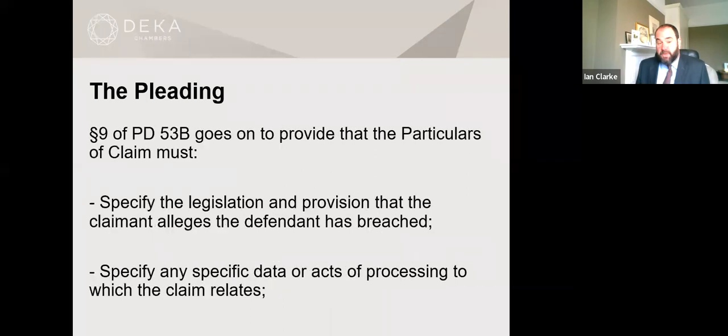But the practice direction goes on to tell you exactly what the particulars of claim must contain. So if you look at section 9 of the practice direction, the particulars of claim must specify the legislation and provision that the claimant alleges the defendant has breached, specify any specific data or acts of processing to which the claim relates. So pausing there, the particulars of claim must say specifically what data has been processed. That is something that's not always the case, because very often the claimant doesn't know precisely what has been done, and you get a very general pleading relying on inference. But the practice direction is clear that the pleading must specify the specific data that has been processed, and it goes on.